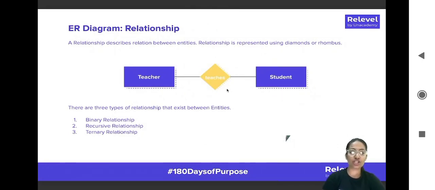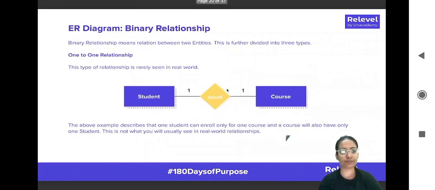Okay, now a relationship basically describes the relation between entities. Okay, and a relationship is basically represented using diamonds, right? Using, I would say, diamonds or rhombus, whatever you can call it. Now a teacher and a student. Now a teacher teaches a student. So a relationship inside the rhombus. So when we talk about relationships, there are 3 relationships that actually exist. One is the binary relationship, then we have the recursive relationship, and then we have the ternary relationship.